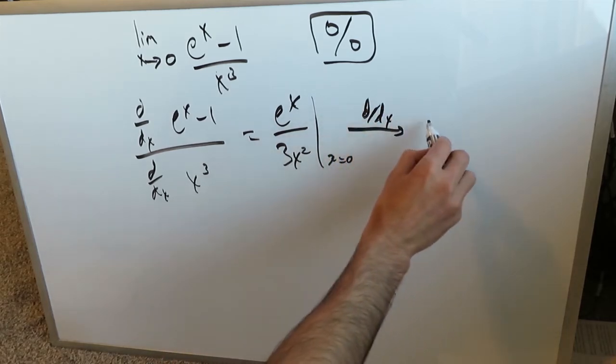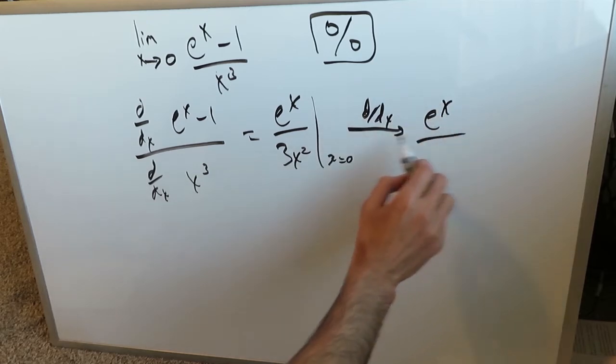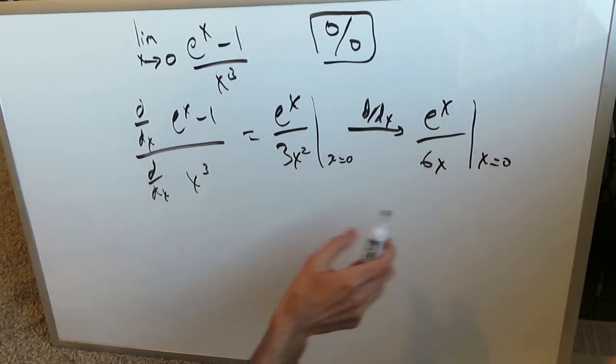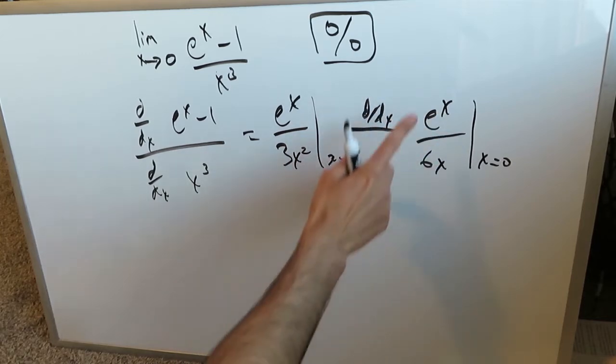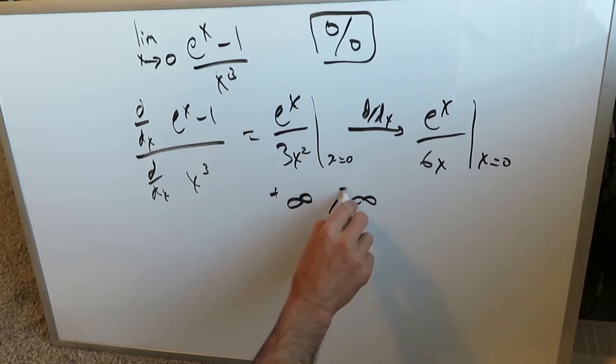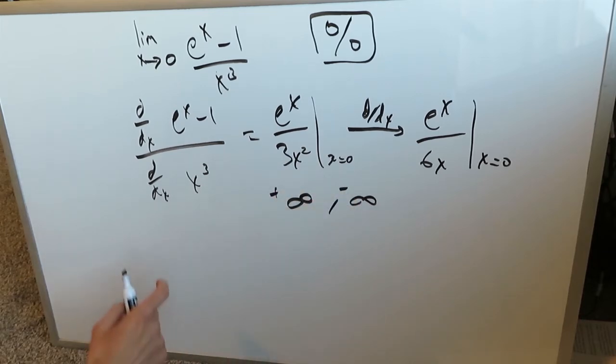In the numerator and denominator, you'd still get e to the x in the numerator, and here you get 6x. So it's not really helping us too much. If you put 0 over here, you're getting some sort of undefined value, whether it's going to be a positive or minus infinity. We can use a calculator here and run a right or left sided limit.